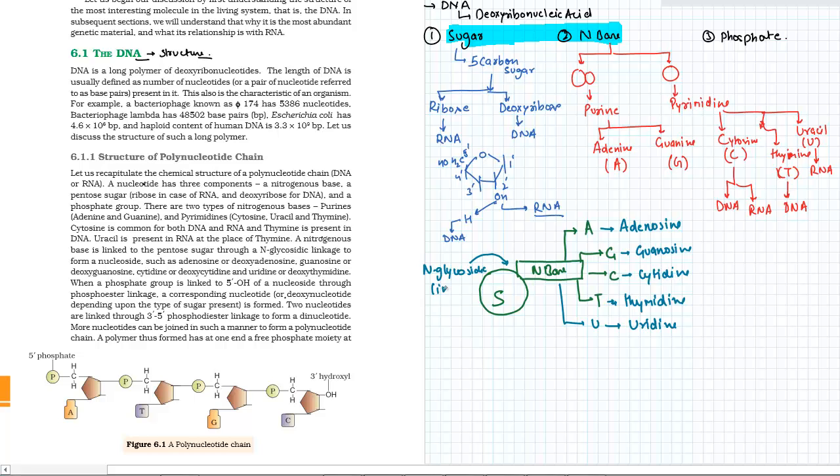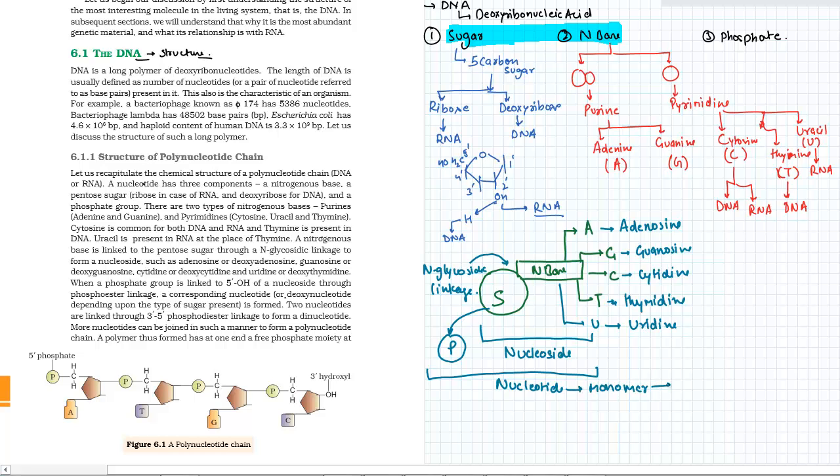N-glycosidic link. This whole structure is known as a nucleoside, and when the sugar also gets attached to the phosphate, let us say right here, this is the phosphate, then it becomes the nucleotide. What does it become? Nucleotide. And nucleotide is the monomeric unit, the monomer for DNA or RNA, depending upon what particular functional group that you have.